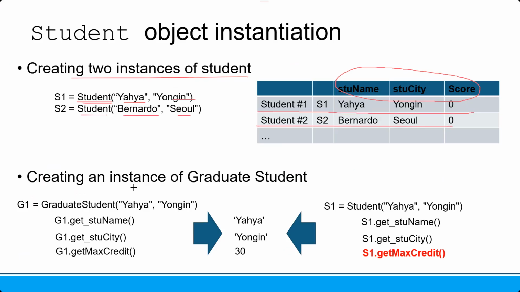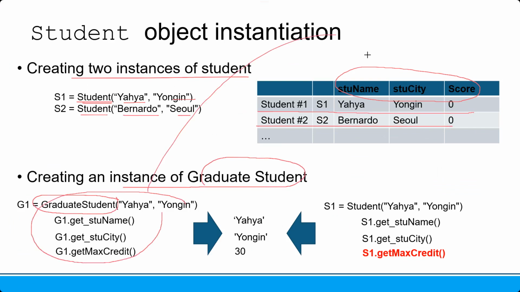But if I create the instance of graduate student, so the graduate student means I use the class of graduate student, then I can get all the properties from the student, plus the properties in the graduate student. So that's the meaning of inheritance. This graduate student inherits all the properties of the student class.